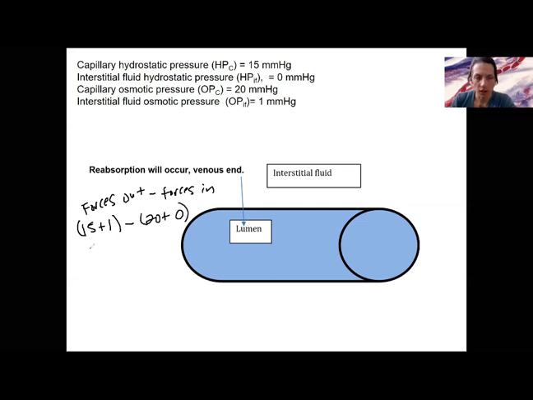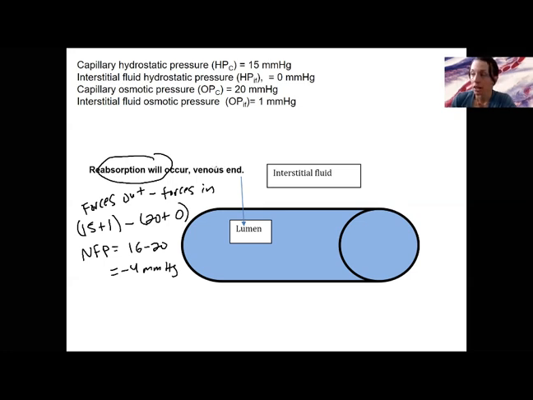This is going to give me a net filtration pressure of 16 minus 20, which is minus 4. Notice it's always forces out minus forces in, so you're going to get a negative number sometimes. And that's how you know reabsorption occurs, and this is the venous end.